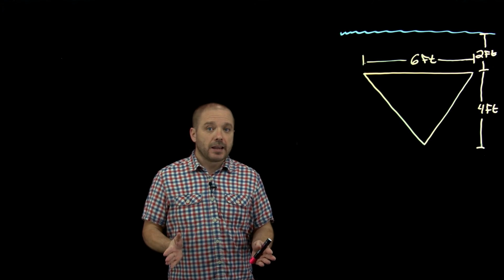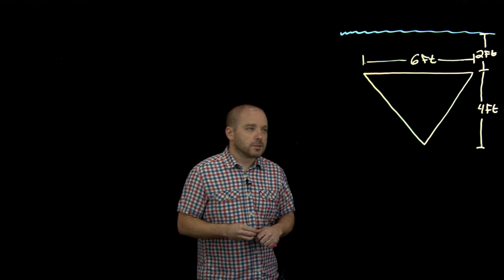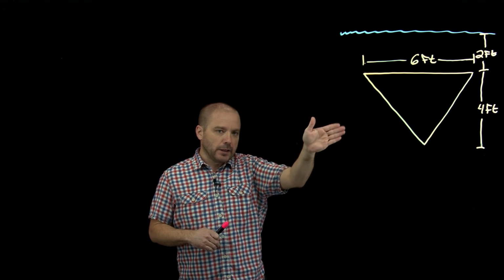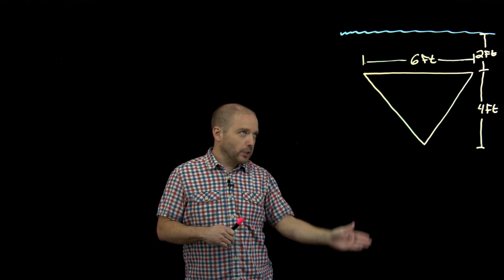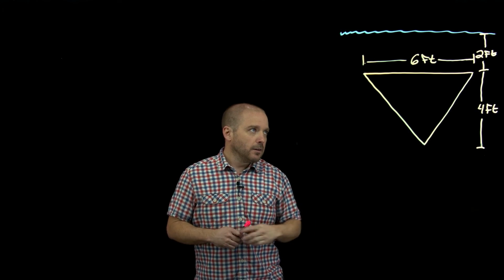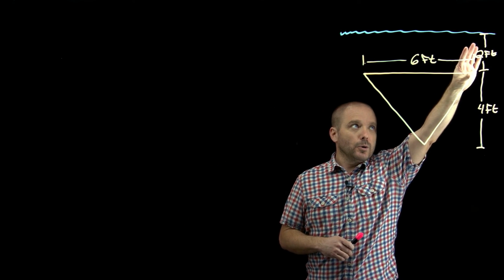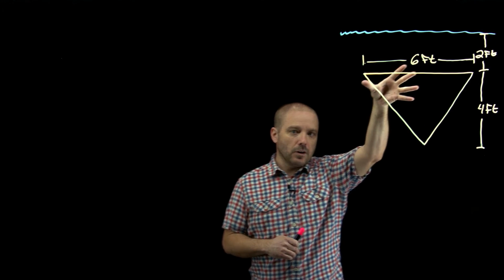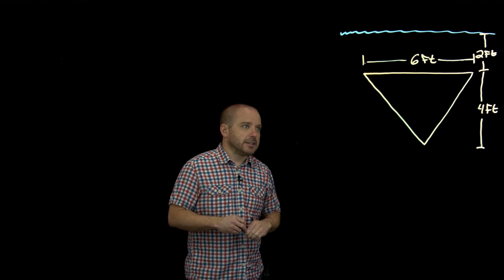So let's look at an example of calculating fluid force. What we have here is a triangular plate, so that's a 2D plate that's just been dipped vertically into some fluid there. We're 2 feet below the surface. That triangle is 4 feet tall and the base there is 6 feet.